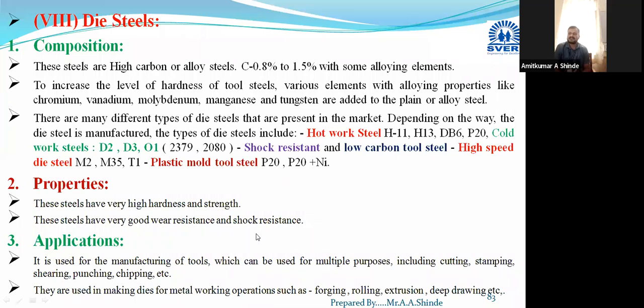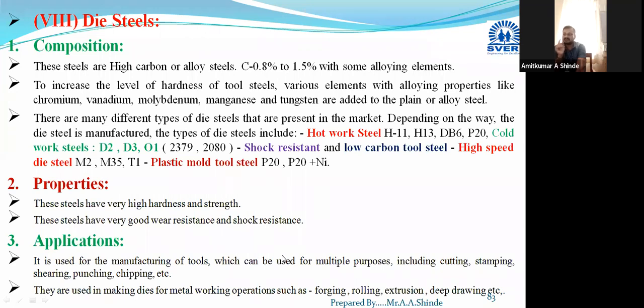operations, like forging dies, extrusion dies, and deep drawing dies. Different rolling rolls we can also manufacture with the help of this die steel material. Then these die steels are used for manufacturing tools which we can use for different operations like cutting, stamping, shearing, punching, and simple machining. For performing all these operations we require tools, and all these tools are manufactured with the help of die steels only.